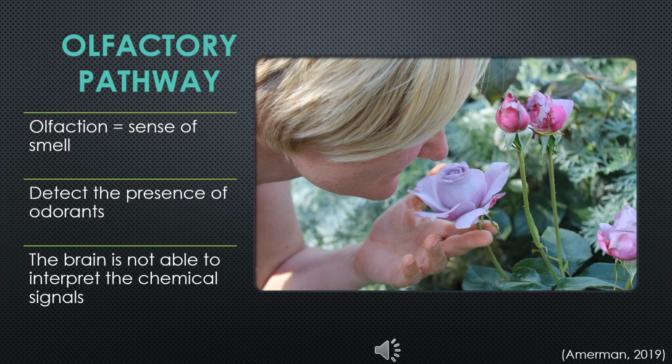Olfaction is more commonly known as the sense of smell. The olfactory system allows the body to detect the presence of odorants or chemicals in the air. Once the odorants are detected, the olfactory system neurons are able to transduce the chemical signals of the odorants into electrical signals. The brain is not able to interpret the chemical signals, so transducing them into electrical signals allows the brain to interpret the transmitted information.